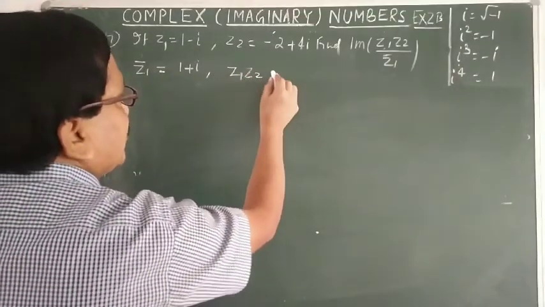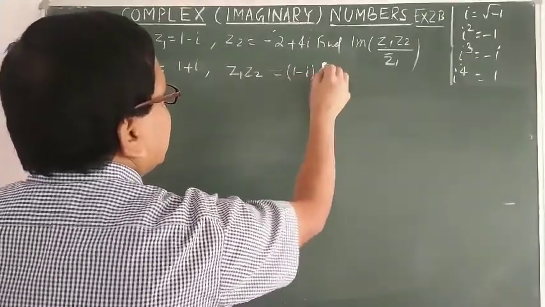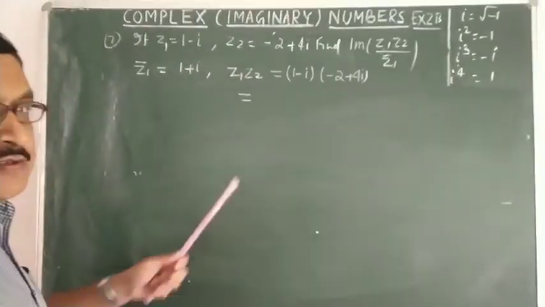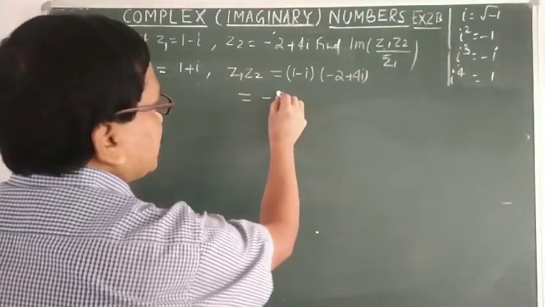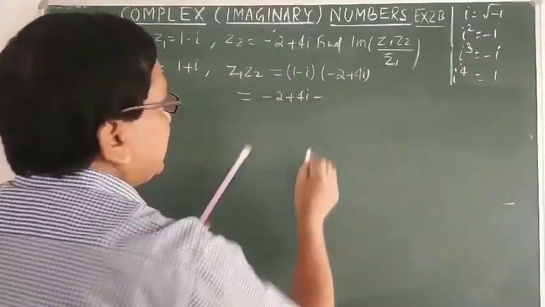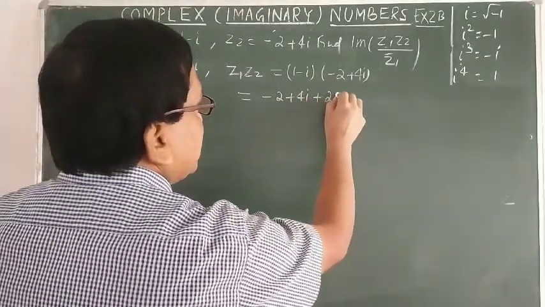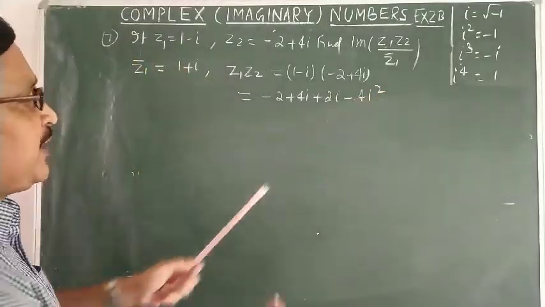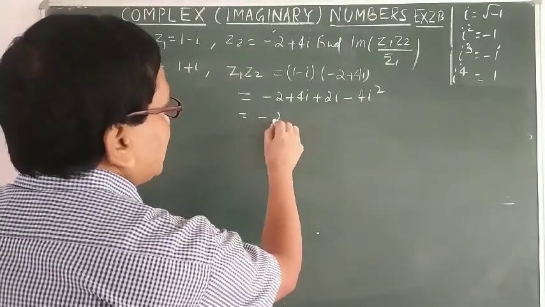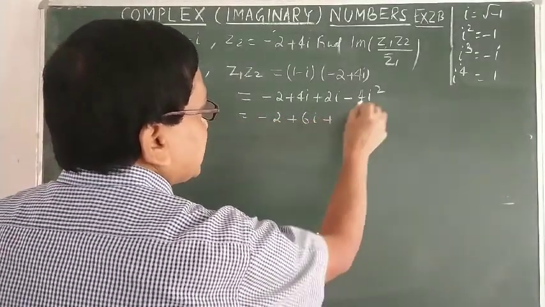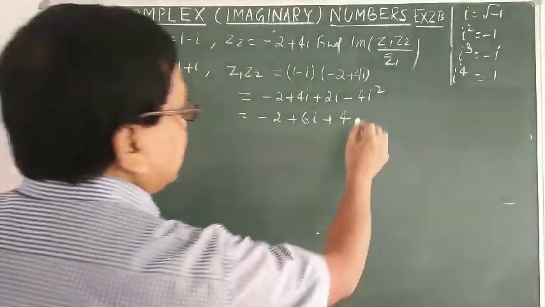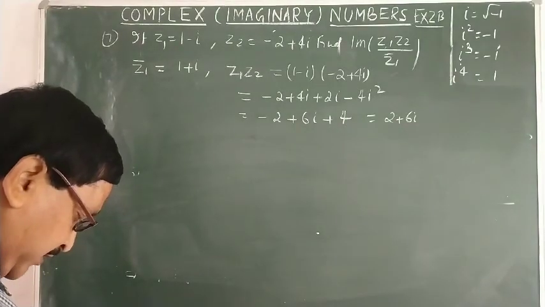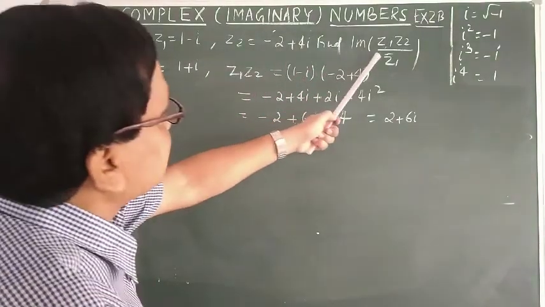Z1 multiply z2. So this is (1 minus i) multiply (minus 2 plus 4i). Now multiply this. If 1 is multiplied with this as usual, minus 2 plus 4i, minus minus plus 2i minus 4i square. Now i square is equal to minus 1. So this is minus 2 plus 6i plus 4. So finally this is 2 plus 6i. Now move towards this.